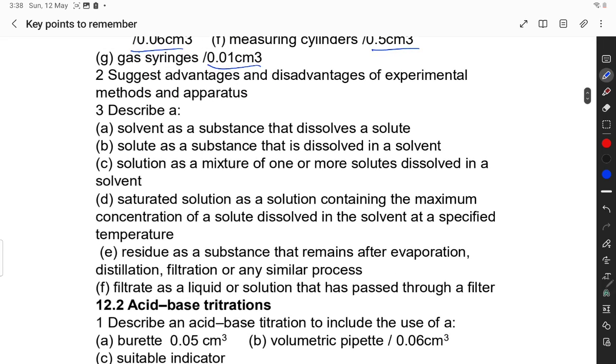Next, suggest advantages and disadvantages of experimental methods and apparatus. Describe a solvent as a substance that dissolves a solute. This is the definition you should know. A solute is a substance that is dissolved in a solvent. A solution is a mixture of one or more solutes dissolved in a solvent.